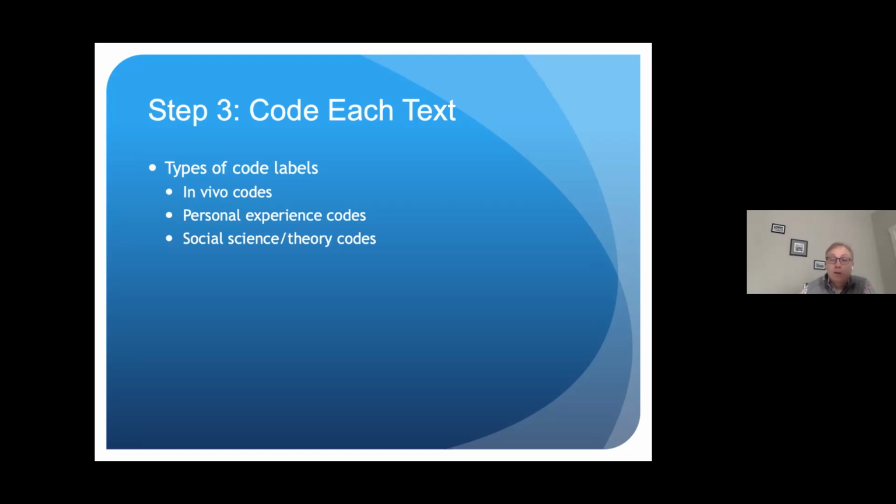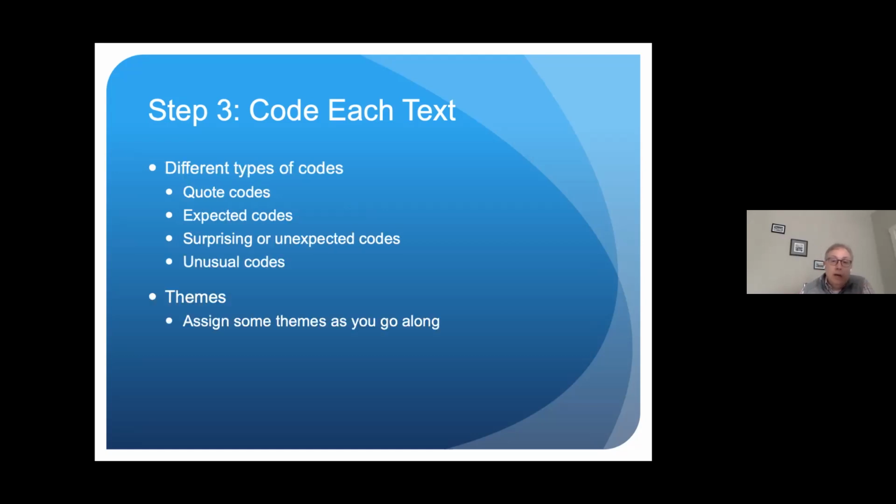And then again, it is okay to draw codes from theory, from literature, and so on. But if you're doing that, I would at least be open to identifying some additional codes. So as you're coding, think about having that code for quote, which I think is really important. And as you're thinking about what sorts of codes to use, code for things that are expected, but also things that are surprising or unexpected or unusual.